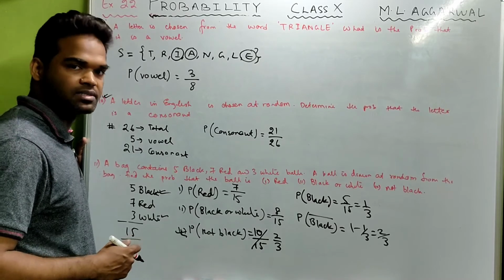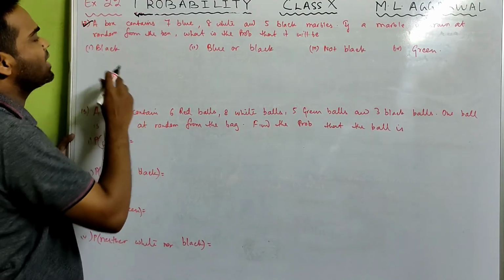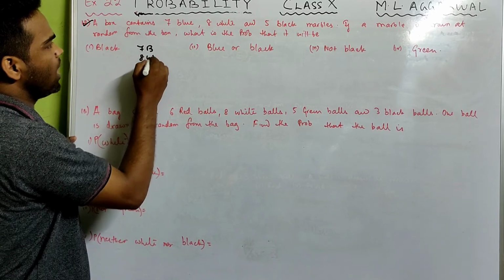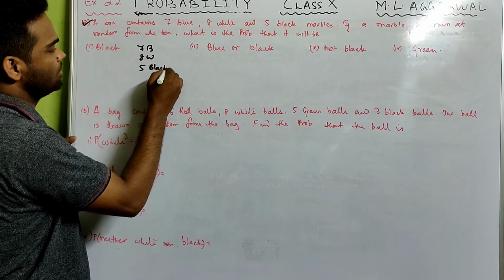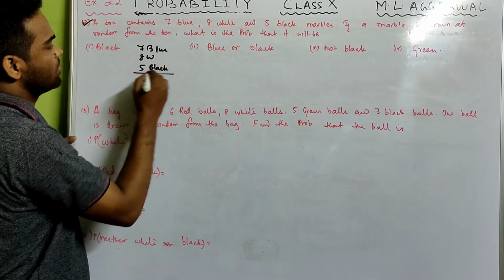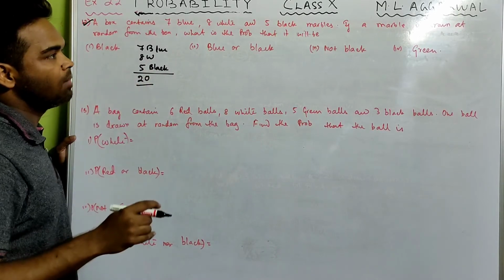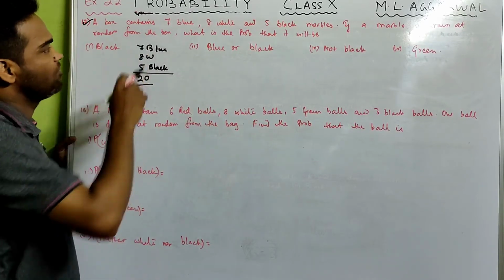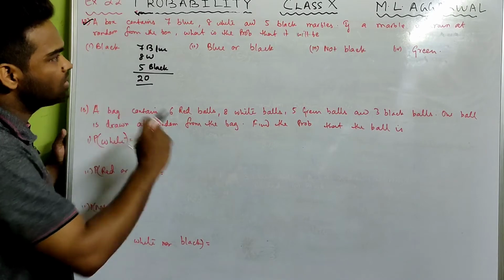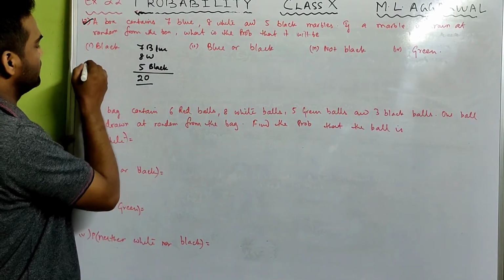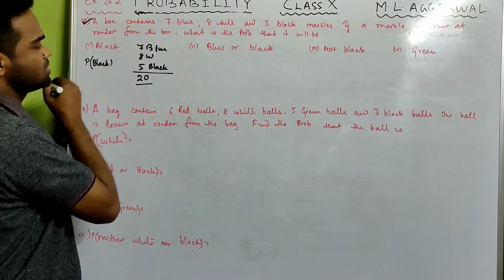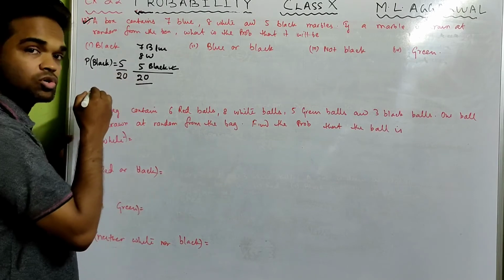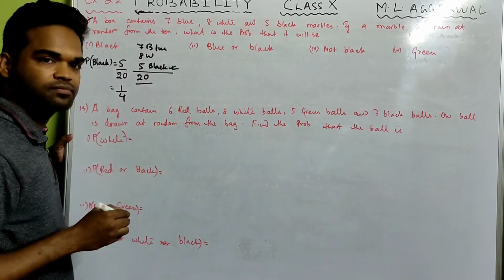Now let us look at the next sum. Now look at sum number 12. A bag contains 7 blue balls, 8 white balls, and 5 black balls. So the total number of balls is 20. These are marbles, not balls. If a marble is drawn at random from the box, what is the probability that it will be black? Now first black. Favorable outcome is 5 and the total number of outcomes is 20. So 1 by 4. Done.